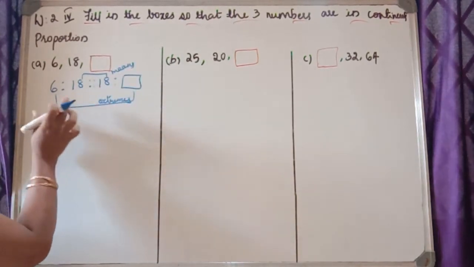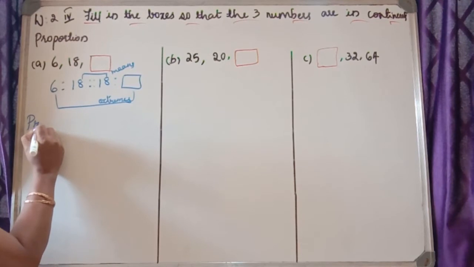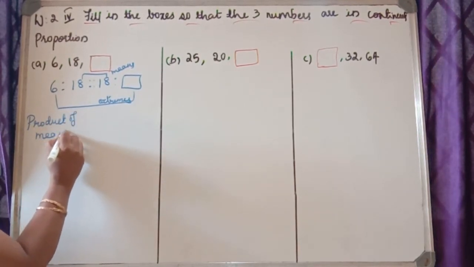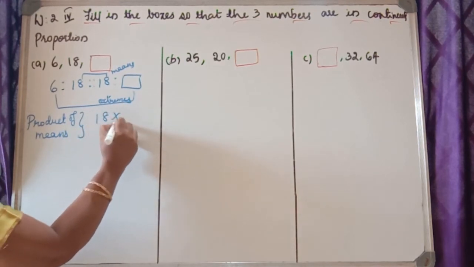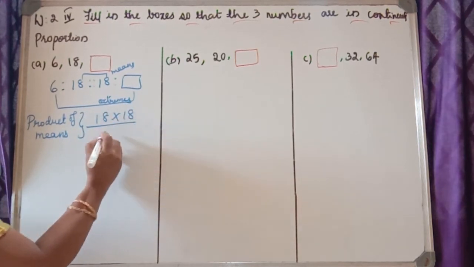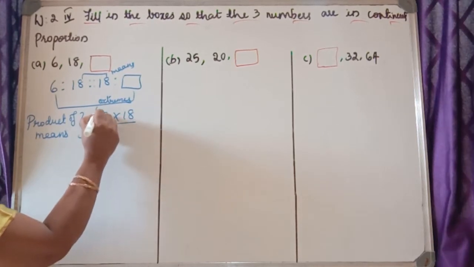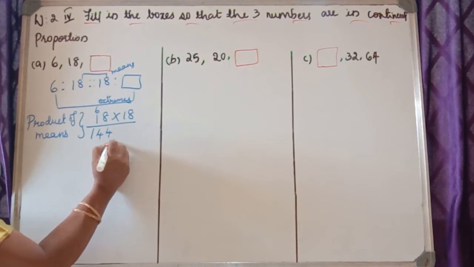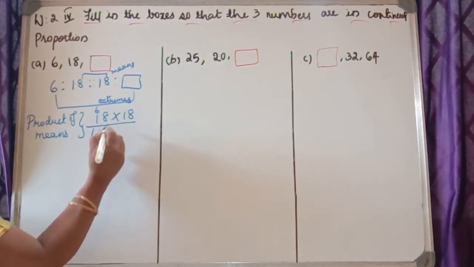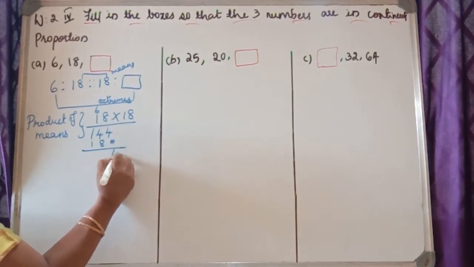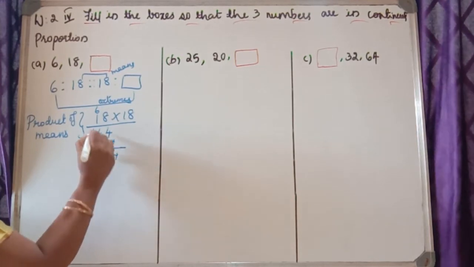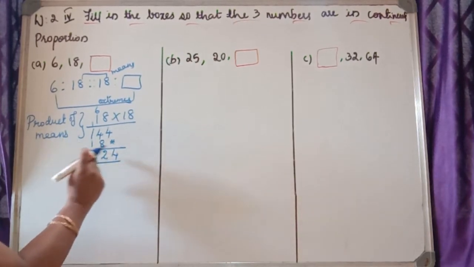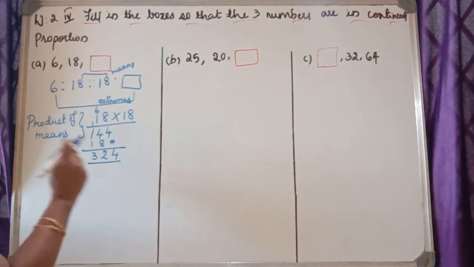Here in the product of extremes there is only one known number. So first we find out the product of means. 18 into 18. 8 8s are 64, 6. 8 1s are 8. 8 plus 6, 14. Now 8 1s are 8, 1 is 1. So 4. 8 plus 4, 12. Remember 1. 1 plus 1, 2. 2 plus 1, 3. Product of means is equal to 324.